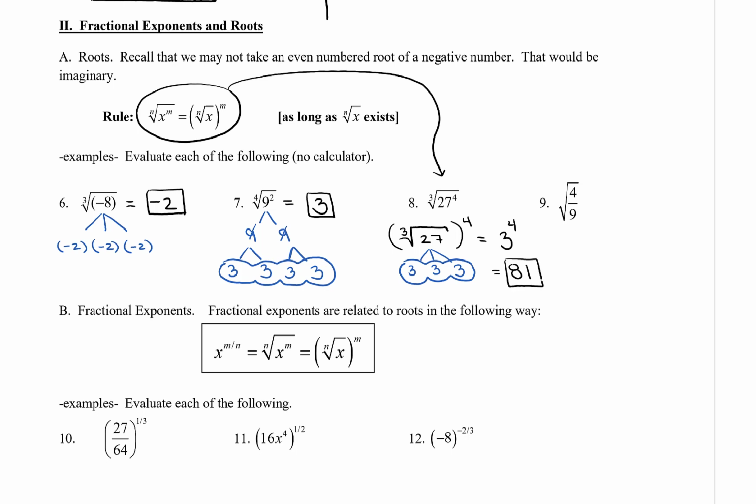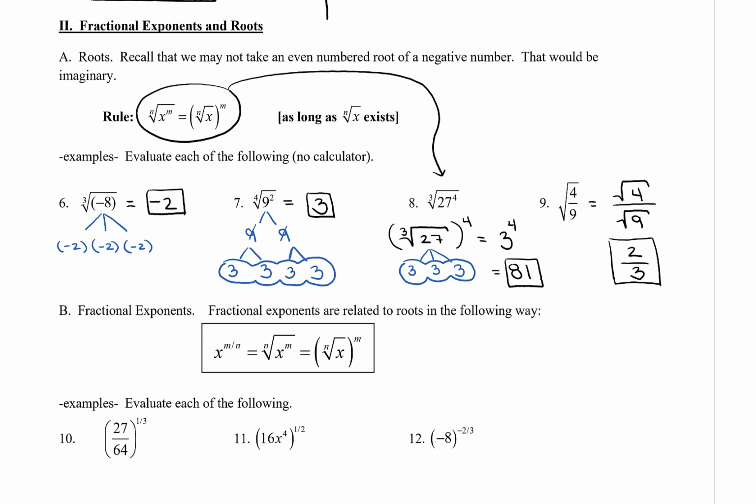Number 9, the square root of 4/9. I can take the square root of 4, and I can take the square root of 9. The square root of 4 is just going to be equal to 2, and the square root of 9 is just equal to 3, so the answer is 2/3. I'm going to put a box around that answer.